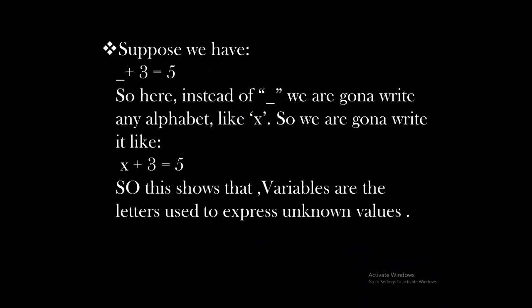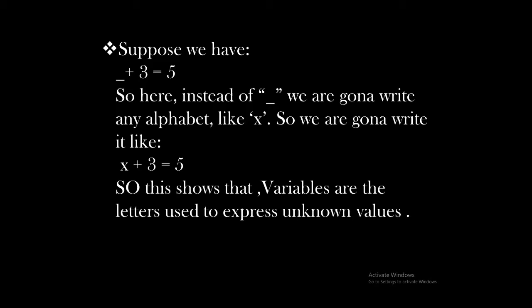So how we actually use a variable is, suppose we have dash plus 3 is equal to 5. When we were small, we used to get these types of problems. Dash plus 3 is equal to 5. So we know that the answer is 2. It means 2 plus 3 is equal to 5. Instead of 5 being missing, we got 2 as missing.